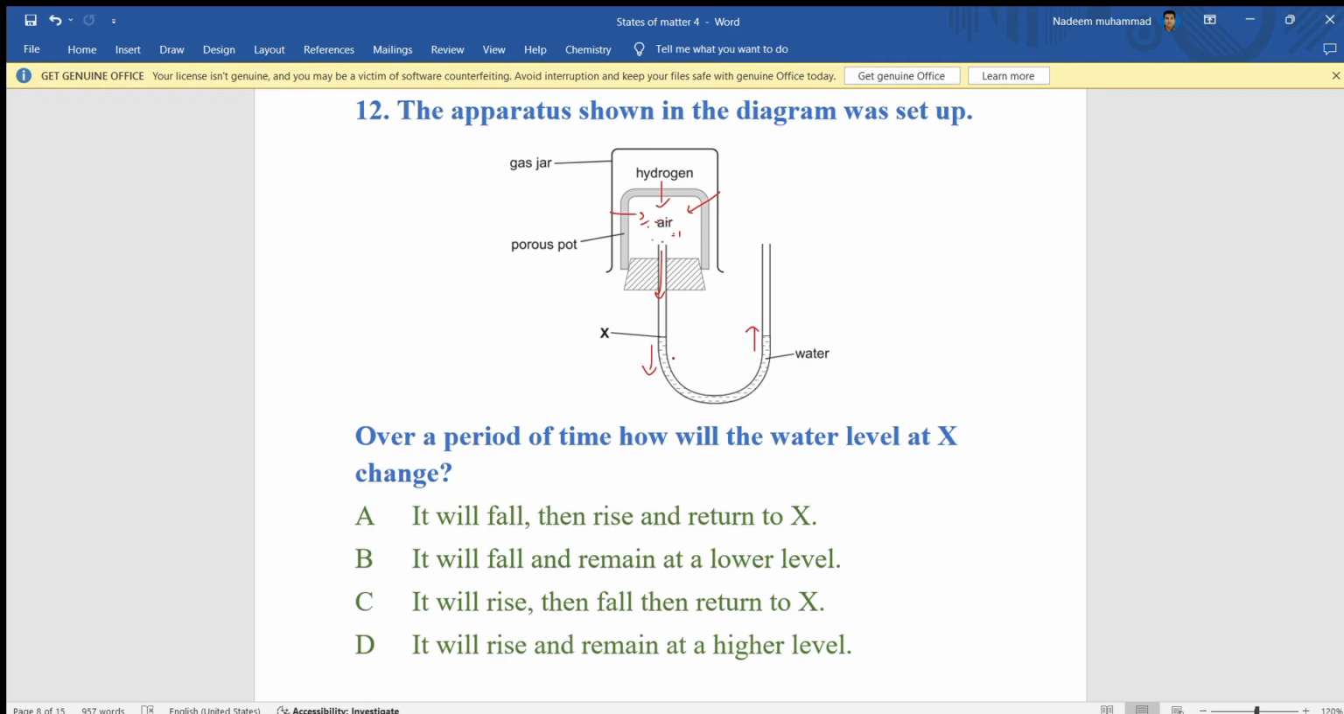But this is not a permanent change. After some time, what will happen when the even distribution of gases takes place? Then the level of X will rise again and it will come back to its original position. So option A is the correct one, that it will fall, then rise and return to X, means it will come back to its original position.